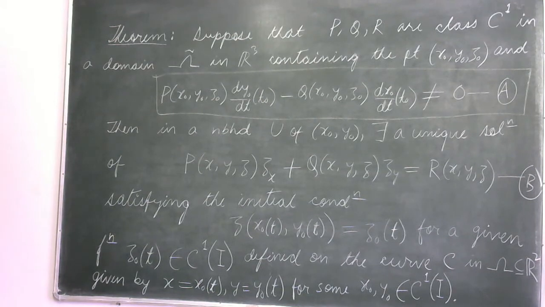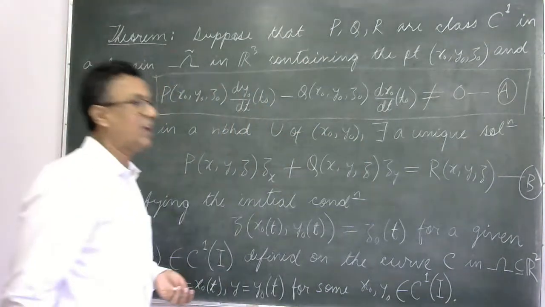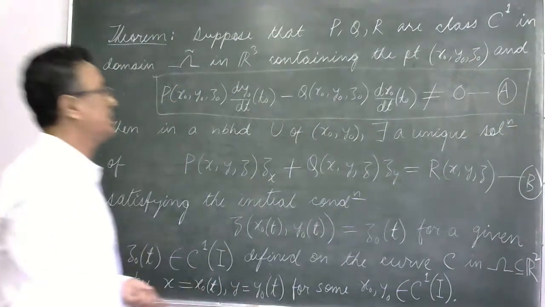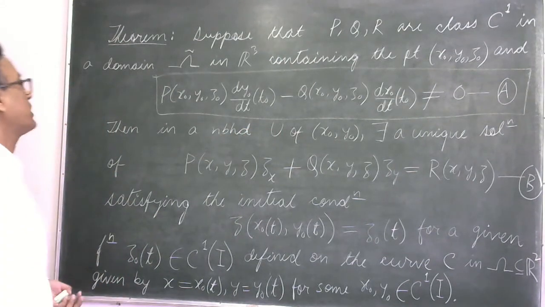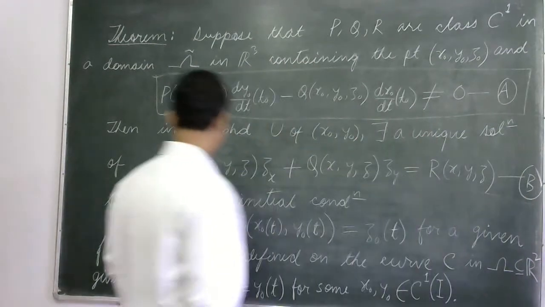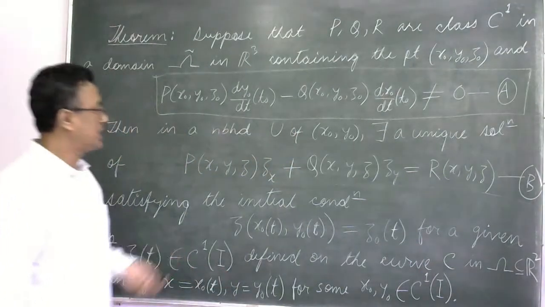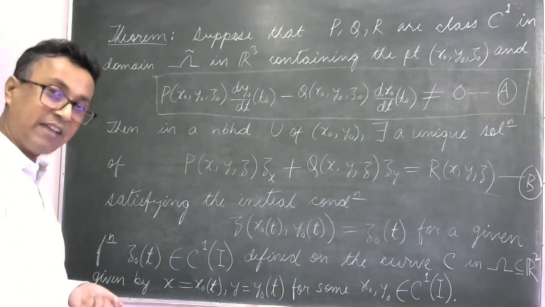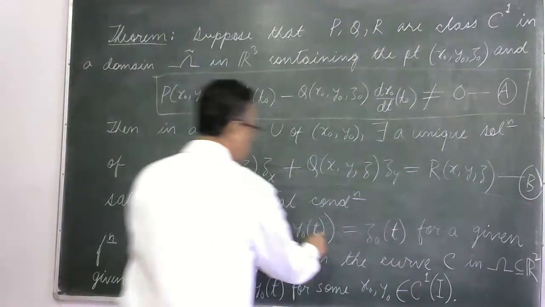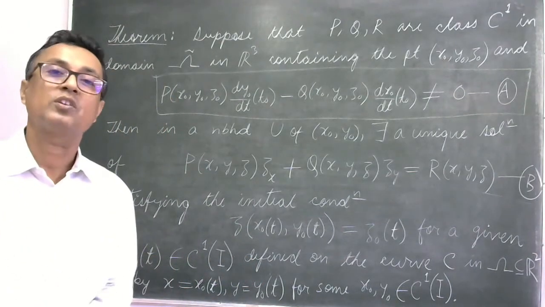Okay. So then it says that in a neighborhood U of the point x0, y0, which we are considering in the xy plane, and of course U is also a small neighborhood in the xy plane, there is a unique solution of this given equation satisfying this initial condition. And you know that this initial condition is nothing but a curved line in the xy plane, right? Corresponding to that curve in the xy plane, you have a curve in xyz space, right?